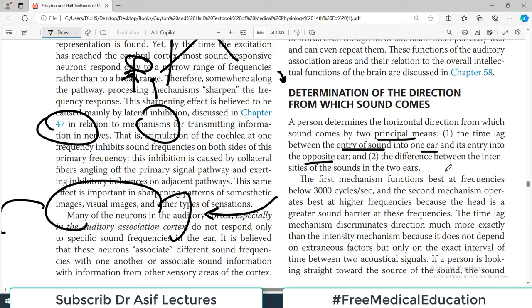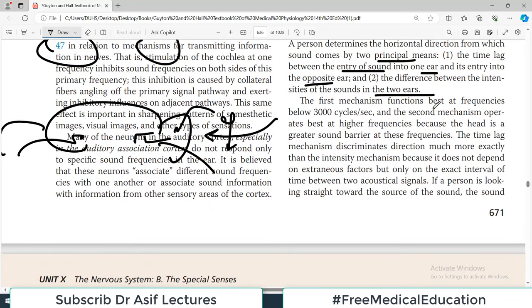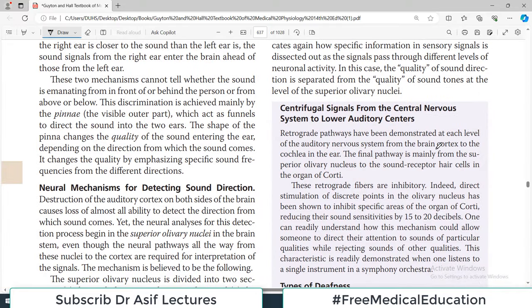And the second is the difference between the intensities of the sound in the two ears. Obviously, jo yahan kareeb khade hoke agar koi aapke cheekhega to is kaan mein jaye, is kaan mein awaaz jayegi, you know ke direction ye hai. Yahan awaaz us tarah nahi jayegi, okay? The first mechanism functions best at, well, ab ye details you don't have to remember, okay?